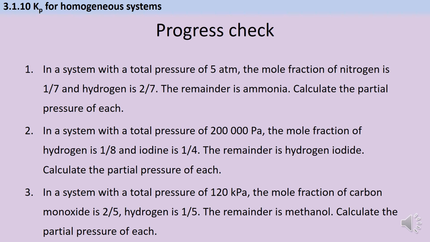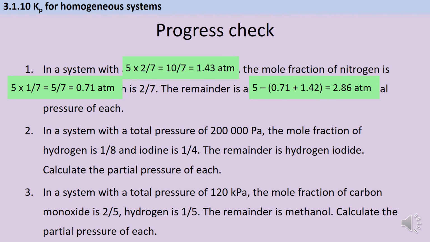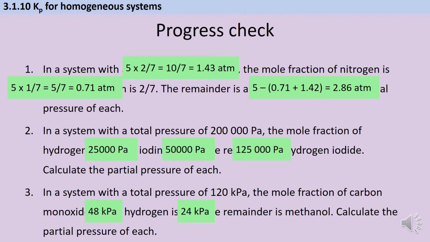So in system number 1, we've got nitrogen as 1/7, hydrogen as 2/7, and therefore ammonia will be 4/7. If we multiply each one of those mole fractions by 5, we get 0.71 atmospheres, 1.43 atmospheres, and 2.86 atmospheres. In system number 2, we've got 25,000 pascals for hydrogen, 50,000 pascals for iodine, and 125,000 pascals for hydrogen iodide. And then in system number 3, we've got 2/5 carbon monoxide and 1/5 hydrogen, so that means that there must be 2/5 methanol. And if we multiply each of those by 120, we get 48 kilopascals of carbon monoxide, 24 kilopascals of hydrogen, and 48 kilopascals of methanol.